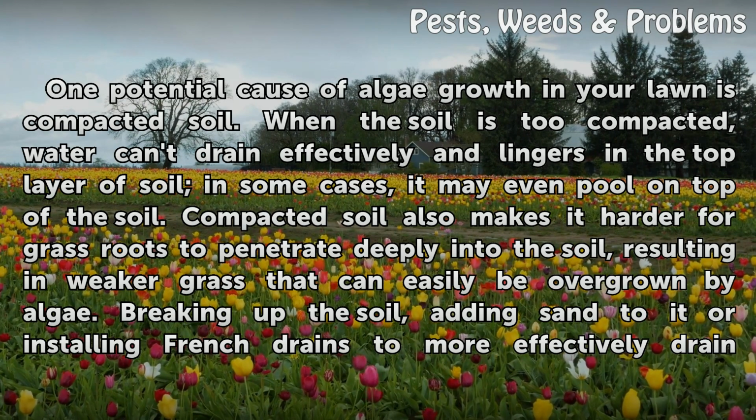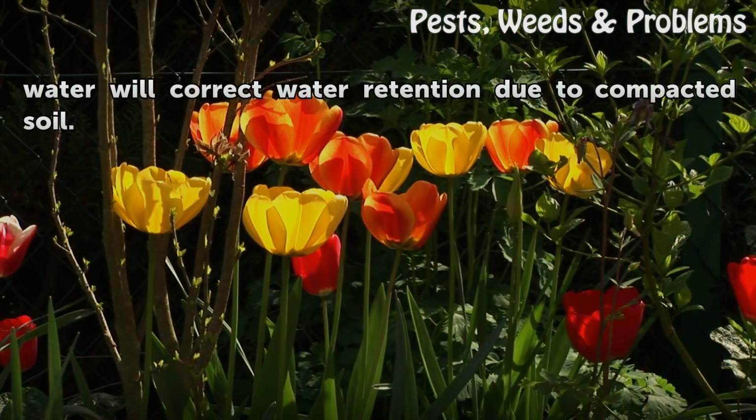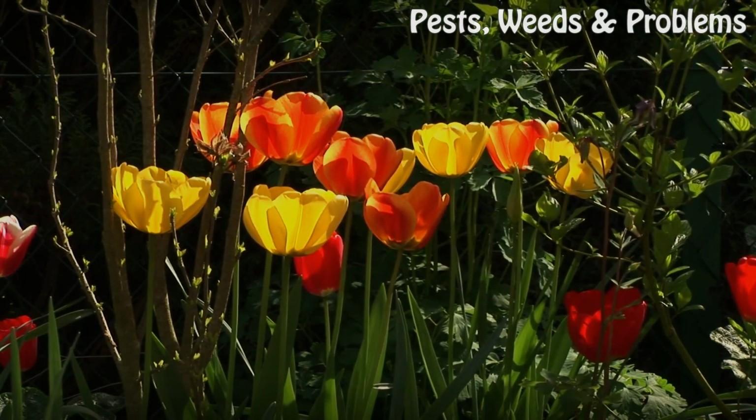Compacted soil also makes it harder for grass roots to penetrate deeply into the soil, resulting in weaker grass that can easily be overgrown by algae. Breaking up the soil, adding sand to it, or installing French drains to more effectively drain water will correct water retention due to compacted soil.